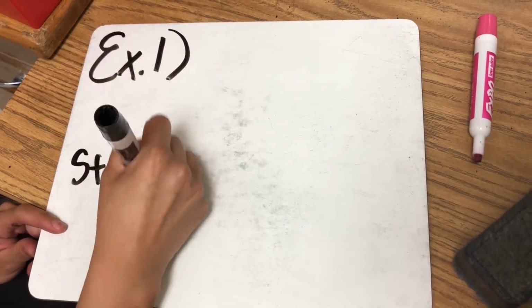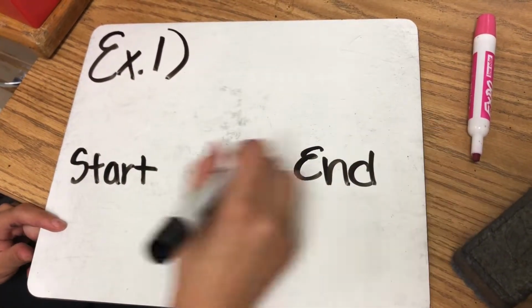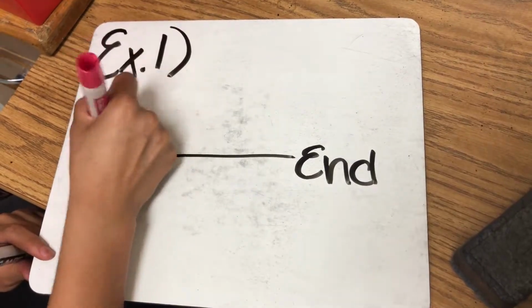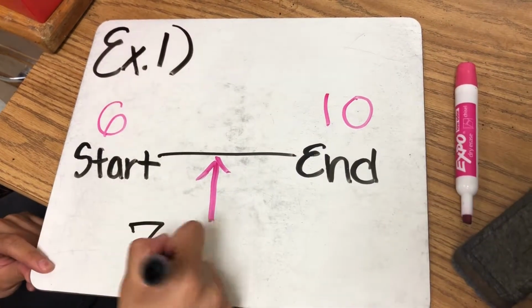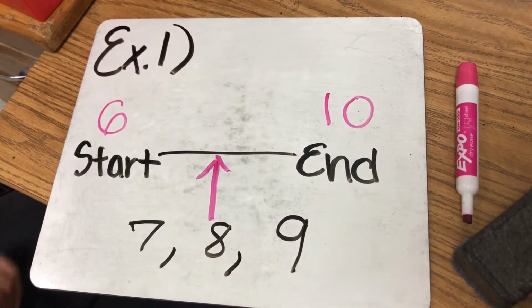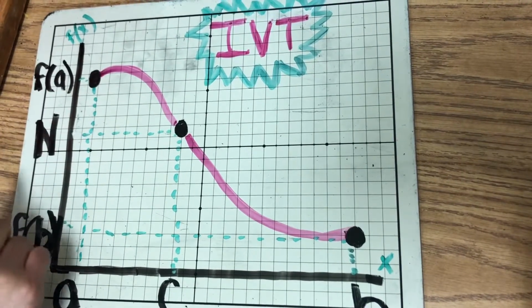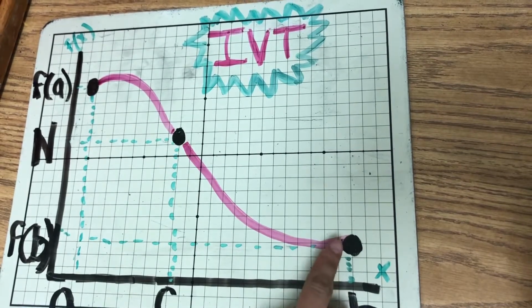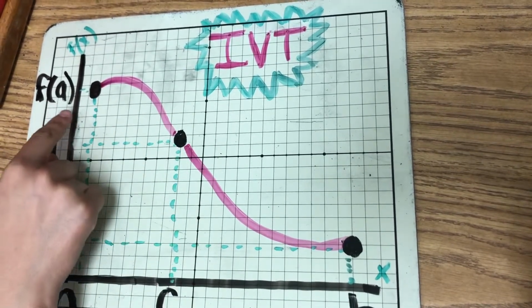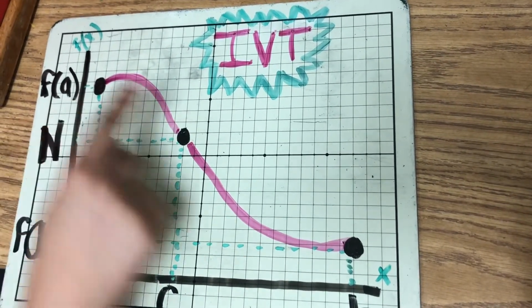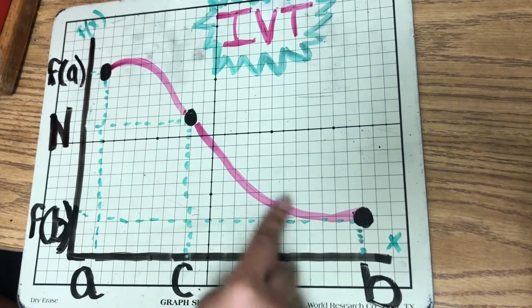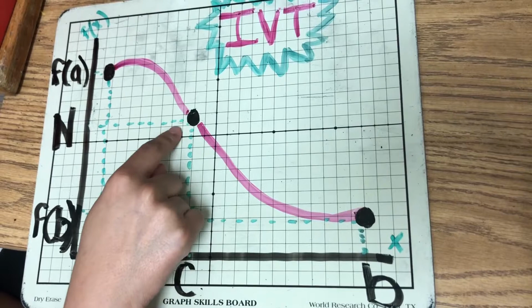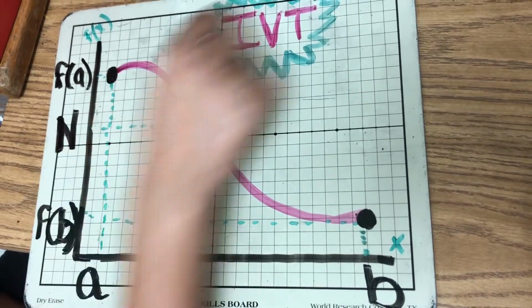For example, if we have a function that starts at 6 and you want to get to 10, you're going to have to go through the values 7, 8, and 9 because it's a continuous function and you cannot skip these values. If the function is continuous because f of c is defined, you know that if you start at f of a and you want to get at f of b, there must be some point in between where you have that f of c, as you can see right here.